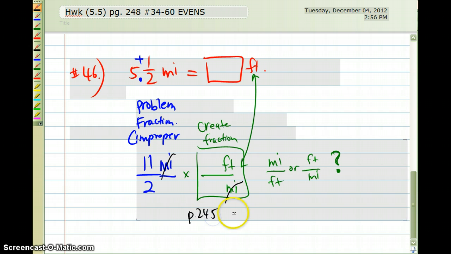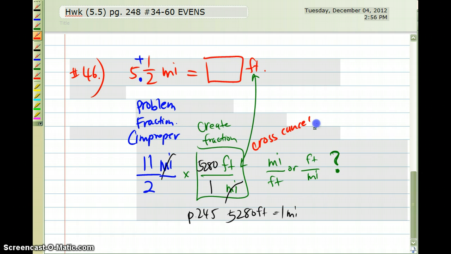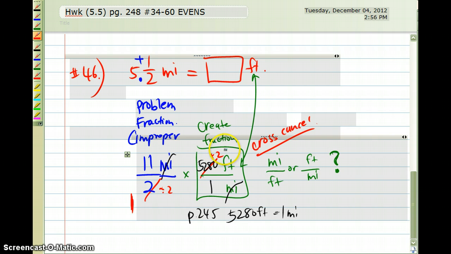Based on page 245, I know that there are 5,280 feet in 1 mile. So I'm going to write 5,280 feet and then 1 mile down here. Then I'm going to multiply the two fractions. If I can cross cancel, I'll do that. 2 and 5,280 can both divide by 2, giving me 1 for the 2, and 2,640 over here. Pretty sure I did that right.